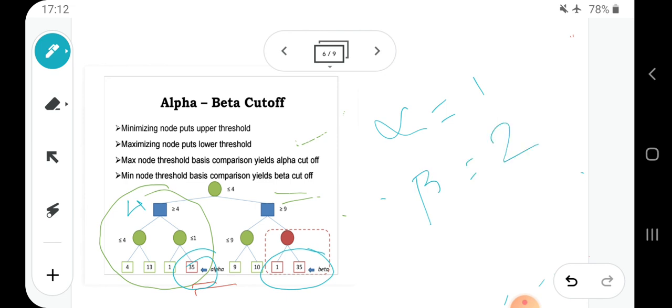So whenever we decide a beta cutoff, always remember that beta cutoffs are always decided with some reference of minimizing node, and alpha cutoff is always decided with some reference of maximizing node.